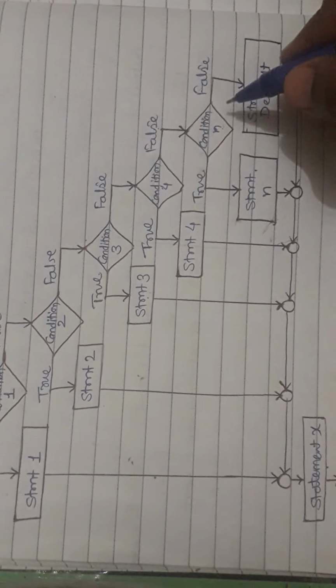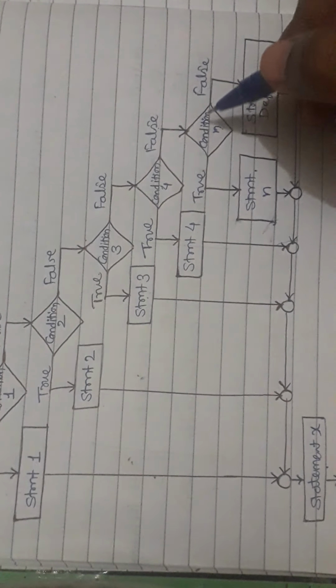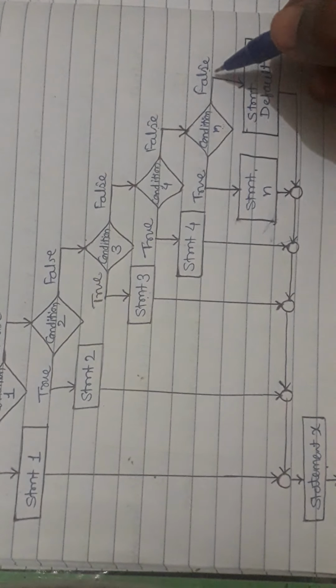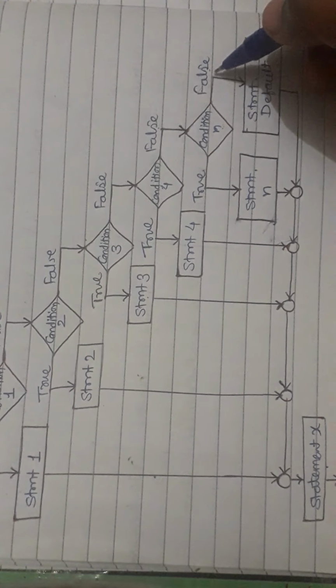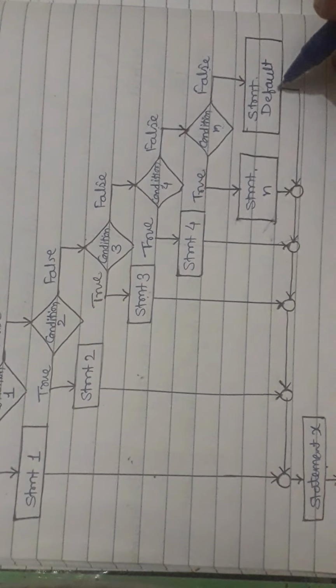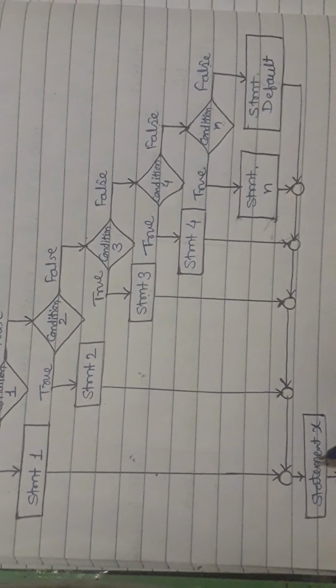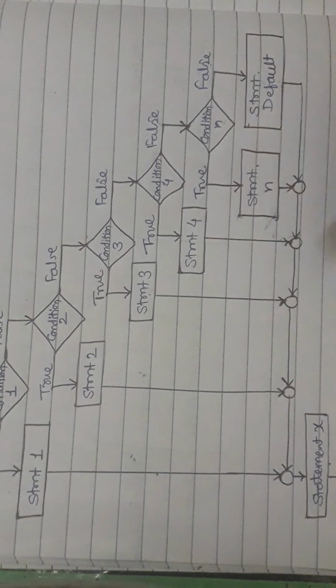Now if condition n is false, then it comes to the else part which is given in the syntax. So it goes to the else part and it will execute the default statement. After executing this default statement, again our control goes to statement X. In this way we can draw this flow chart. So this is an else if ladder, and this is for understanding of else if chain or else if ladder.